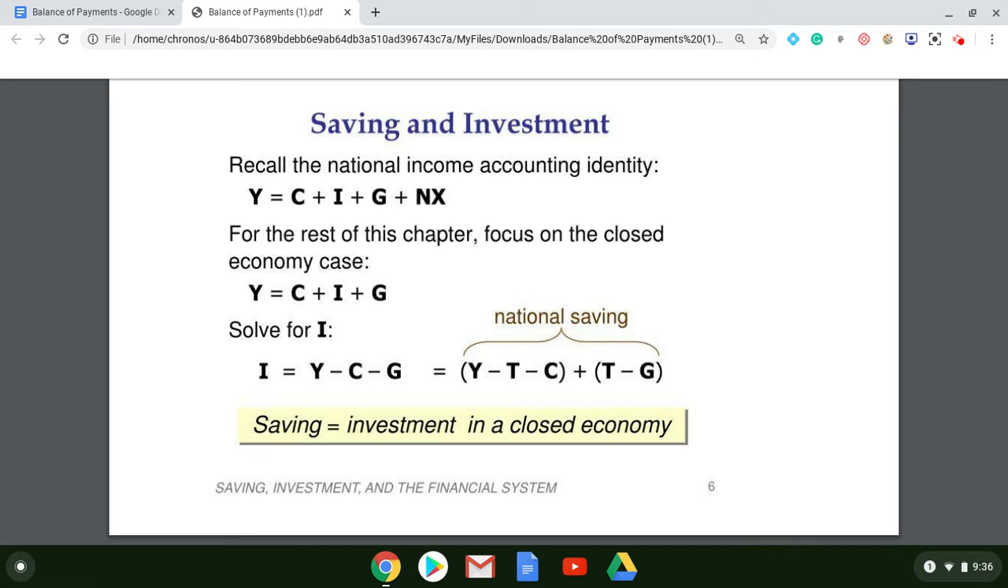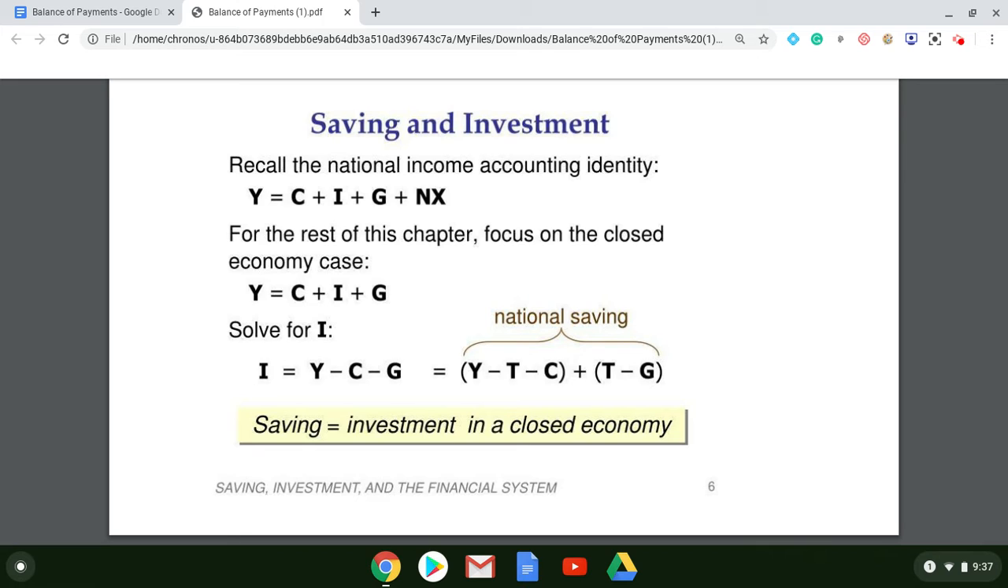So, you've got your formula for GDP, or for the output of the economy. In this case, they're focusing on a closed economy, so we're not going to consider net exports. If you solve for I, what you find is that savings equals investment. And you also have this whole crazy formula for what would be called national savings.